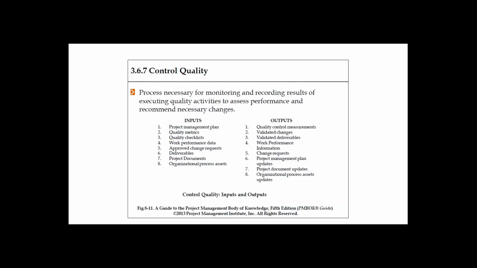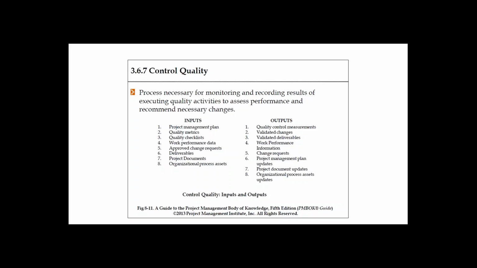So the project management plan is the input, quality metrics, quality checklist, work performance data, approved change requests, deliverables, project documents, organization process assets. So basically you need deliverables to assess your quality. Quality need not always be a grade, but whether your quality requirements are met. In order to deliver your product, there might be defects, and there might be multiple change requests and things.